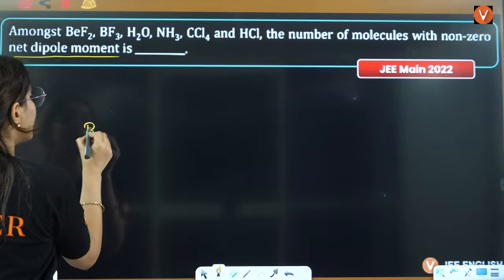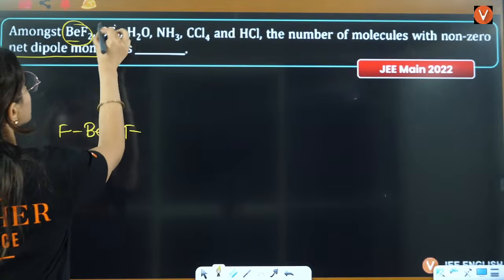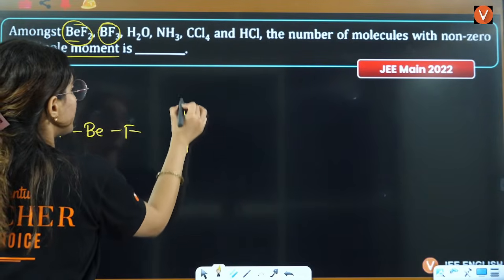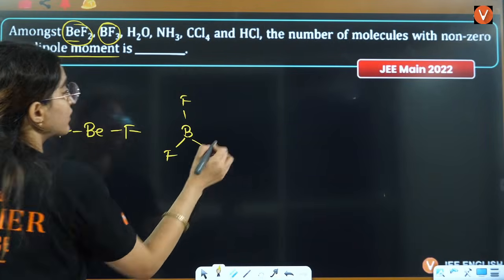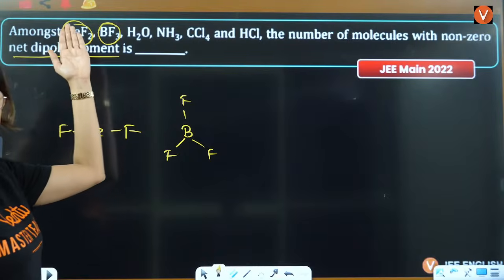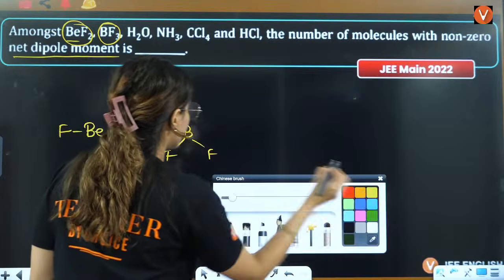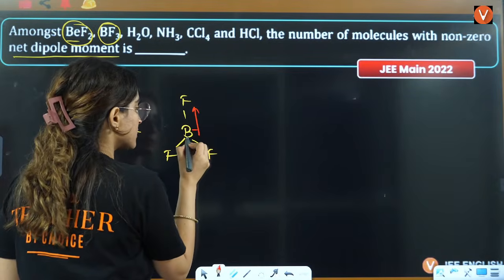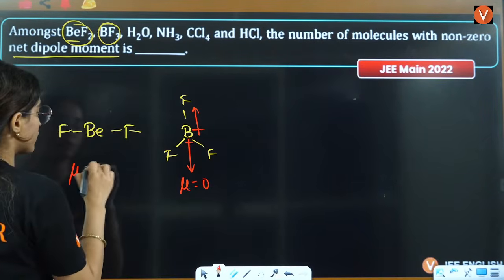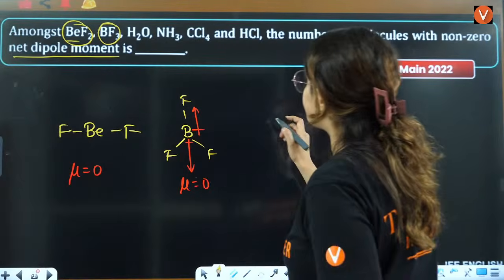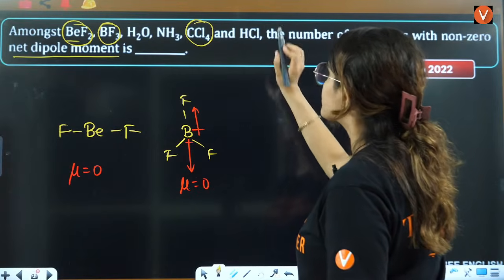So if you see beryllium, this will have this kind of shape, right? So this is non-zero. This is going to be non-zero because this is B, then you have F here. This you should know from hybridization only. I have already done all these structures. I have done BeCl2, I have done BF3, then water also, this will make a resultant here. This is the resultant, they will cancel each other, mu will be 0. Mu will be 0 here as well. If you see water or ammonia, CCl4 is also going to have mu 0. HCl is not going to have mu 0.